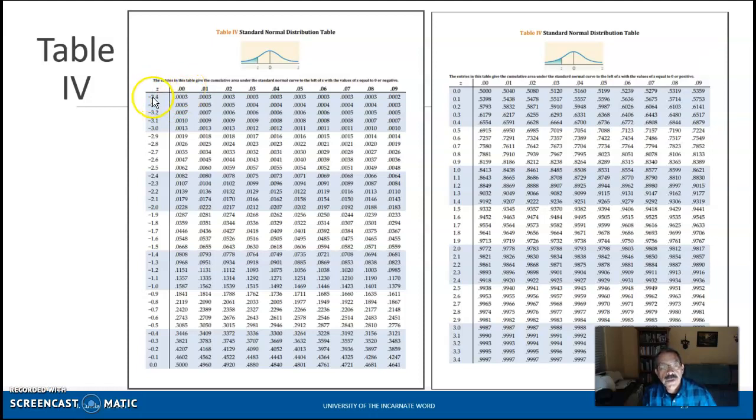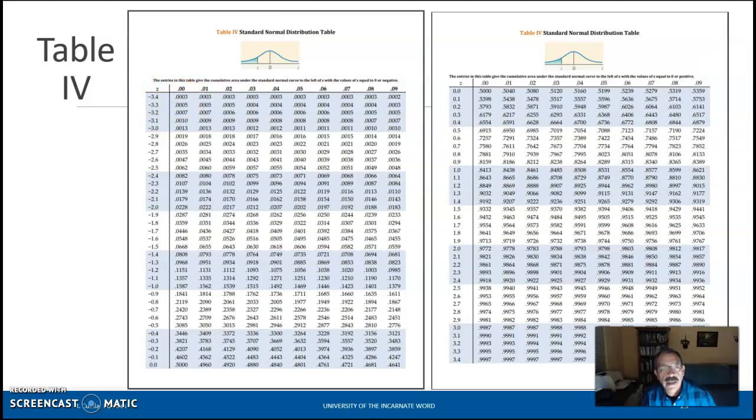So if you notice here, this column shows you the first digit of the z value and the first decimal place. And then the columns correspond to the second decimal place of the z value. So here, 3.40 gives you this probability.